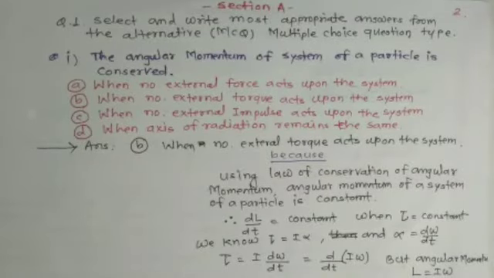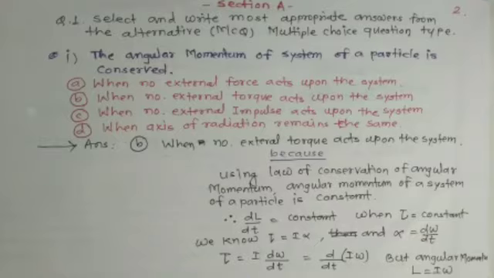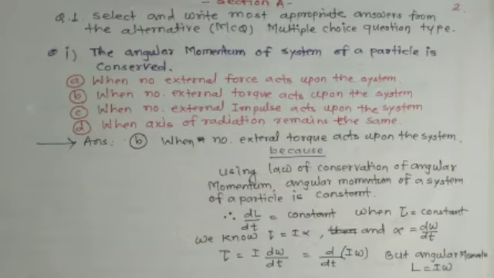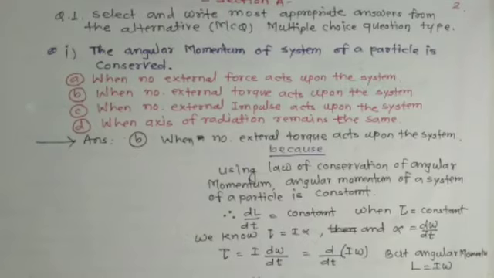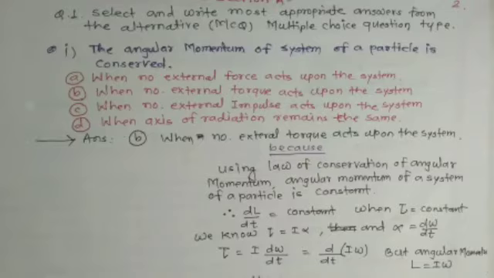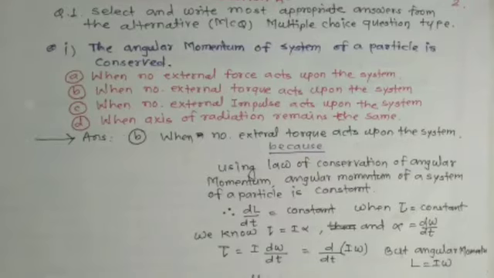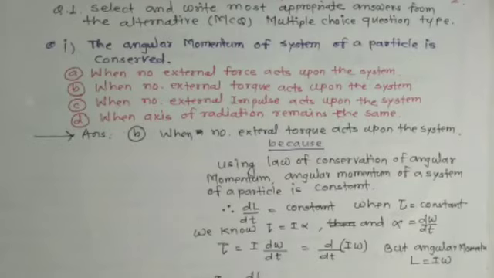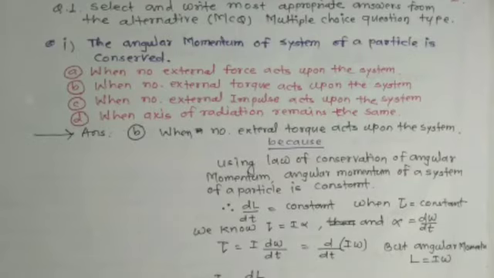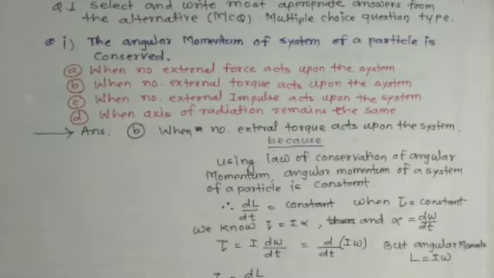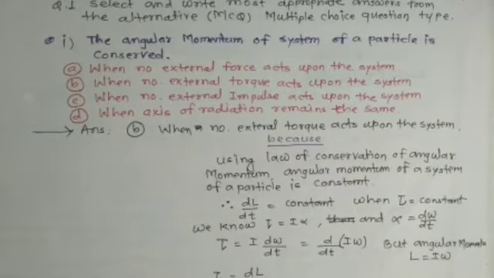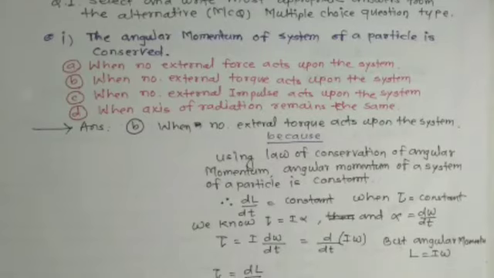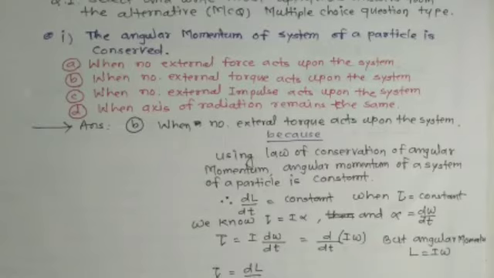First, we will see section A. Question number 1 is: select and write the most appropriate answer from the alternatives, multiple choice question, MCQ type. The first question is: the angular momentum of a system of particles is conserved. Option A, when no external force acts upon the system.